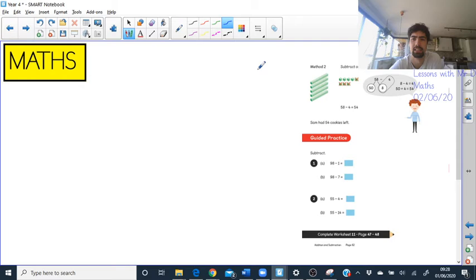So yeah, there's that number line. So you could put 50, 55, and then you could count back 14, if that was easier for you.